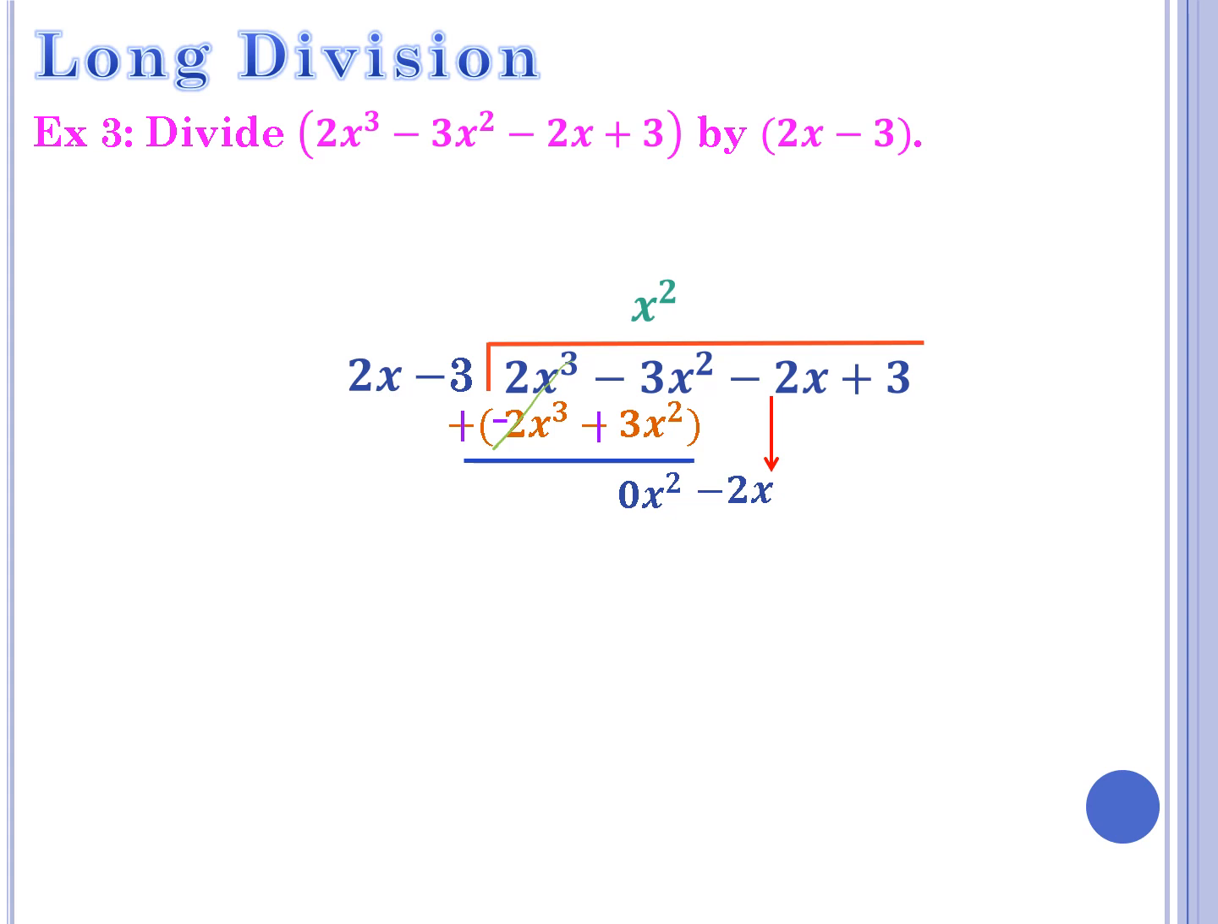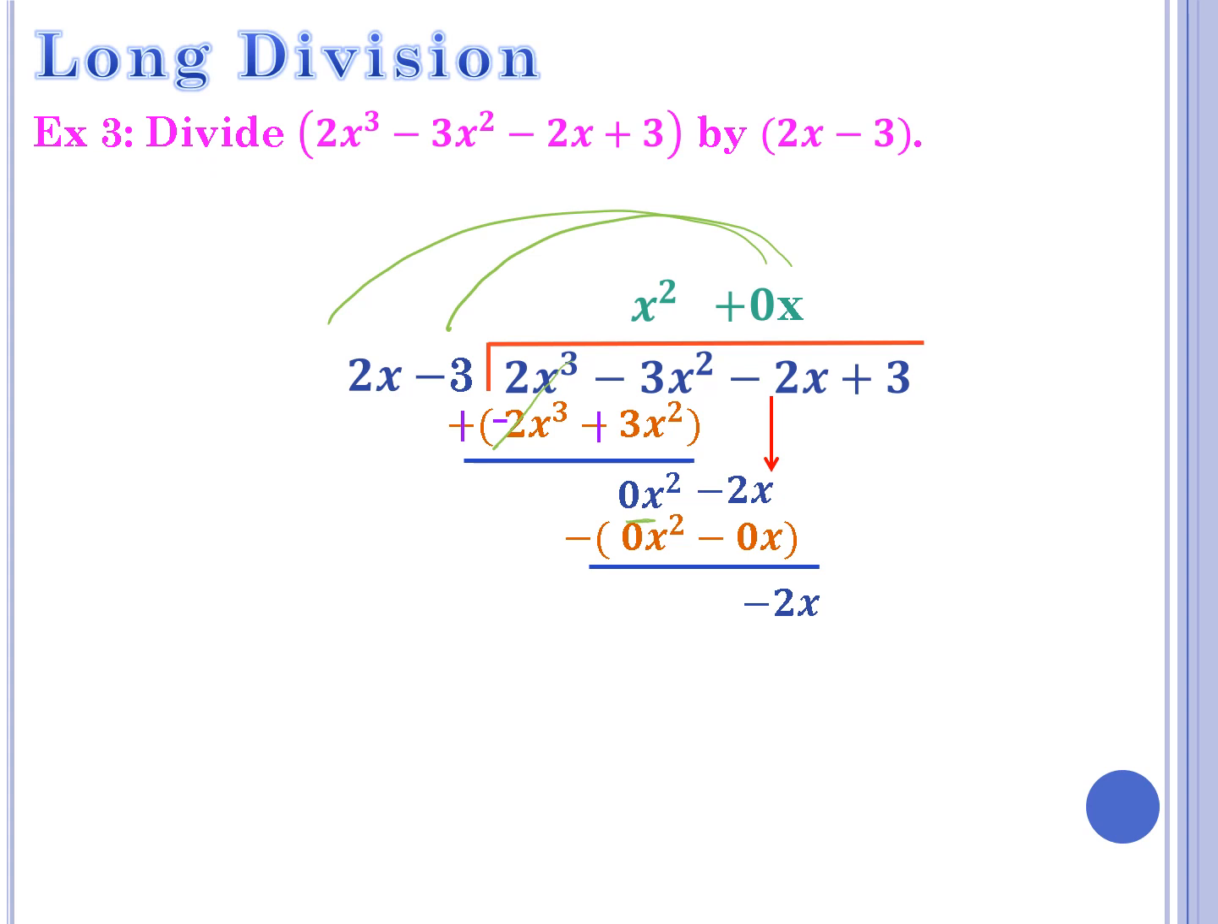So when you add down the column, I end up with a 0x squared. Then I bring down the minus 2x. And I have to say, okay, what times 2x will give me 0x squared? Well, the term is 0x. So I put in a 0x. Again, distribute. So 0 times all of that is 0. And since it's zeros, you don't really need to distribute, but you can to keep the pattern going. But negative 2x minus 0 is negative 2x. Now I bring down the 3.